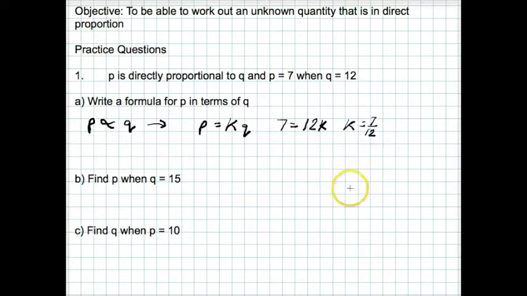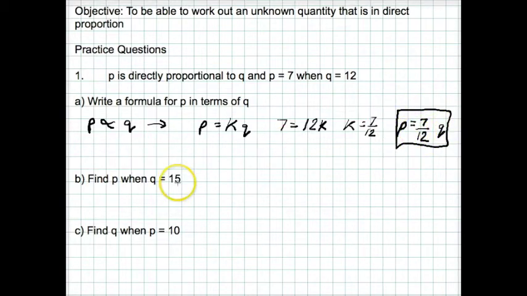Now all that's left to do is put the value I've just found for K back into my formula. So I get P equals, I now know that K is 7 over 12, so P equals 7/12 of Q, or 7/12 times Q. And this here is my formula. Part A done.